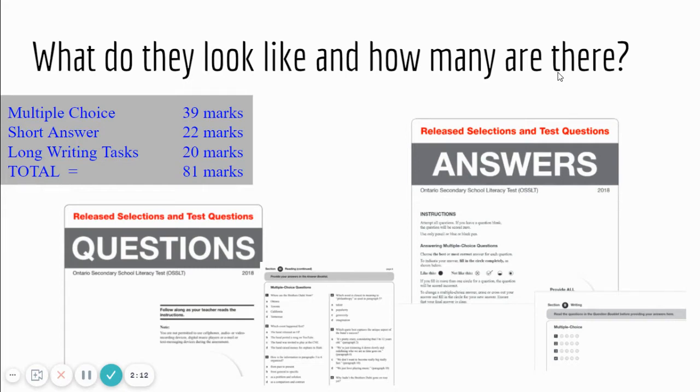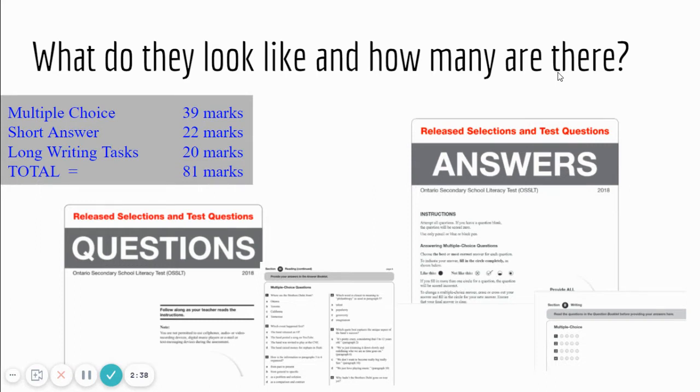And even though the average test is done with 81 marks, you're going to get a score that's going to come back, and a 300 out of 400 is a passing mark. So it's very hard to guesstimate how you did on the test. So just do your best and use these strategies, and you'll be okay.